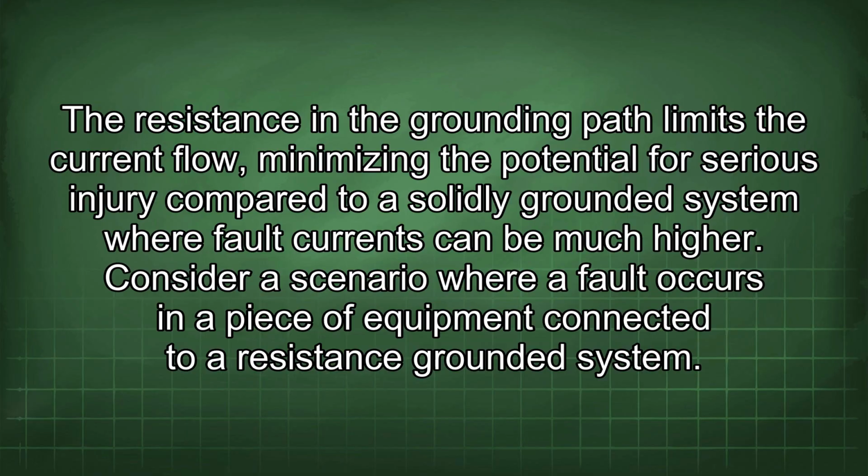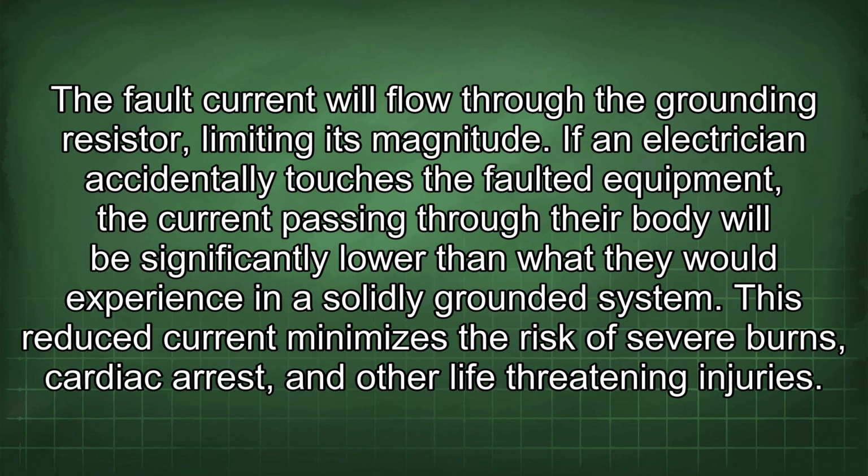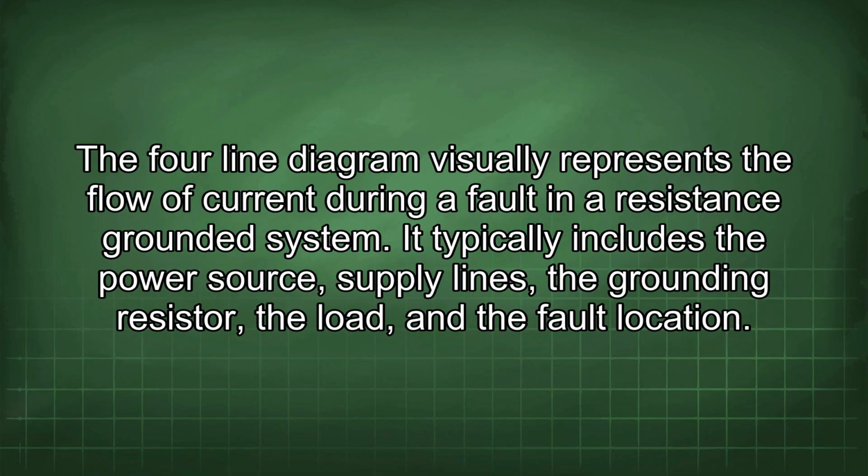Consider a scenario where a fault occurs in a piece of equipment connected to a resistance grounded system. The fault current will flow through the grounding resistor, limiting its magnitude. If an electrician accidentally touches the faulted equipment, the current passing through their body will be significantly lower than what they would experience in a solidly grounded system. This reduced current minimizes the risk of severe burns, cardiac arrest, and other life-threatening injuries. The 4-line diagram visually represents the flow of current during a fault in a resistance grounded system.